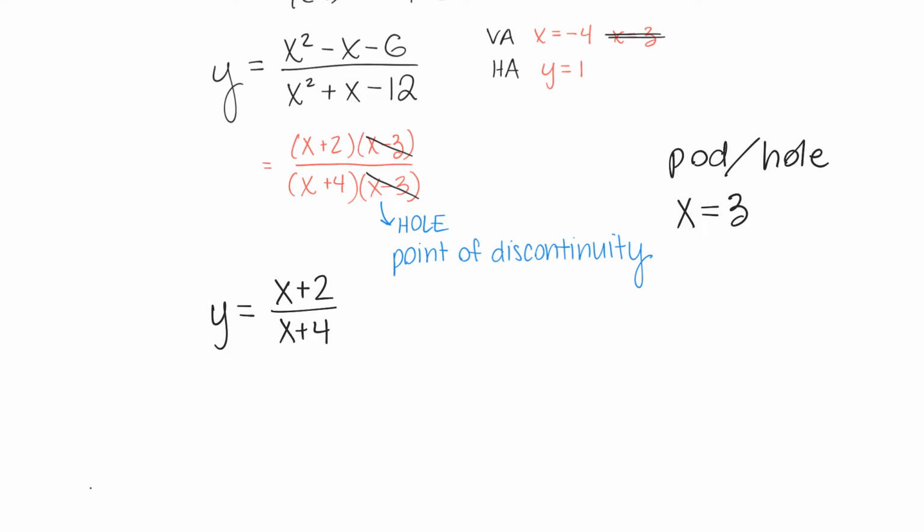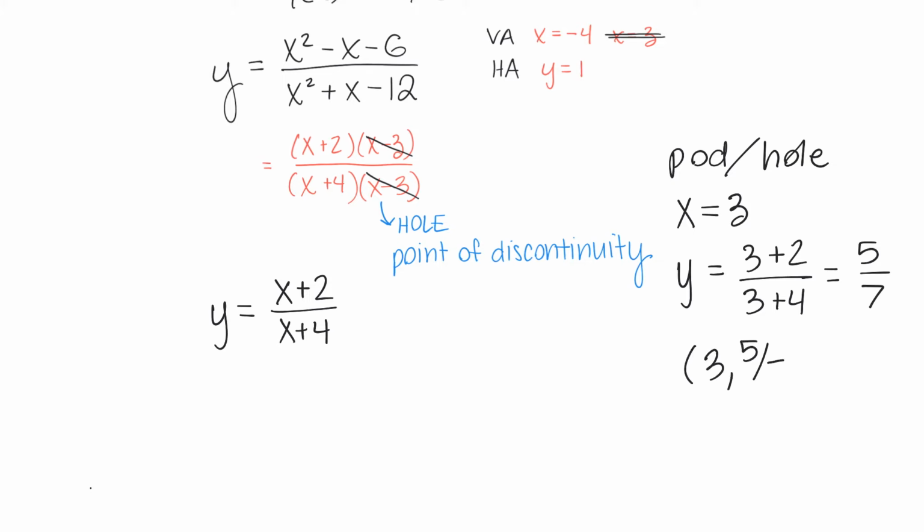But where exactly is that happening? Well, let's decide. If x is 3, I would like to know the y value that goes with it. So I'm going to plug this right into my function. I'm going to substitute that in for my x's, and figure out what y value goes with it. So 3 plus 2 over 3 plus 4, which gives me 5 over 7. So that means that I've got a hole at 3 and 5/7.